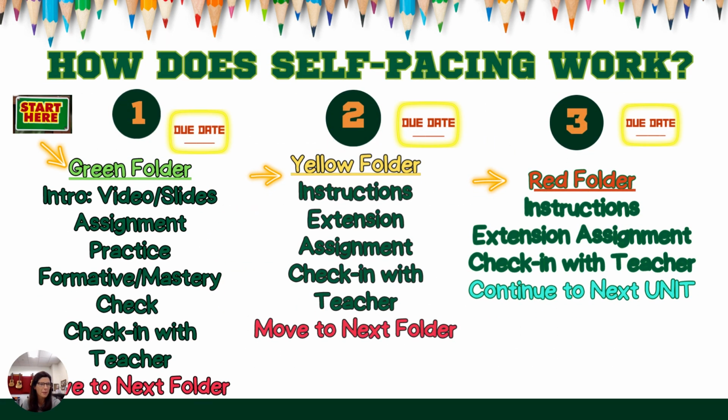So how does the self-pacing work? Well, like I said, you have a green, yellow, and red folder. You're always going to start on green, and green is going to have the due date. The due date for the green folder is going to be the due date for all the other folders. So whether or not you finish the green folder, yellow folder, and red folder, they'll all have to be turned in by the same date.